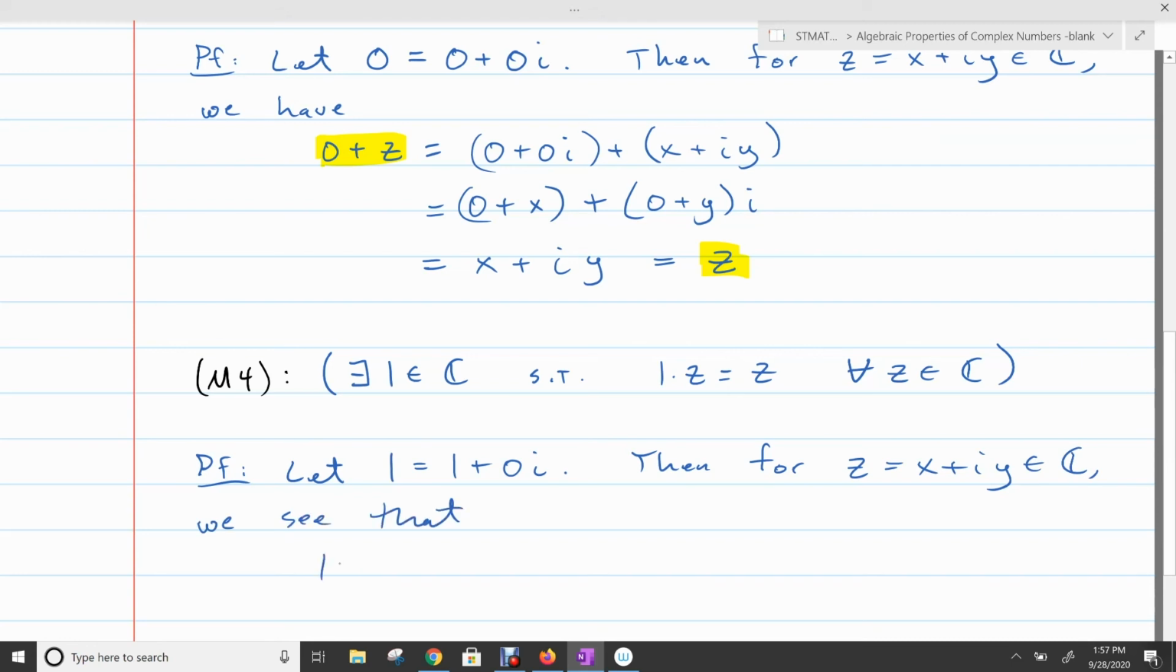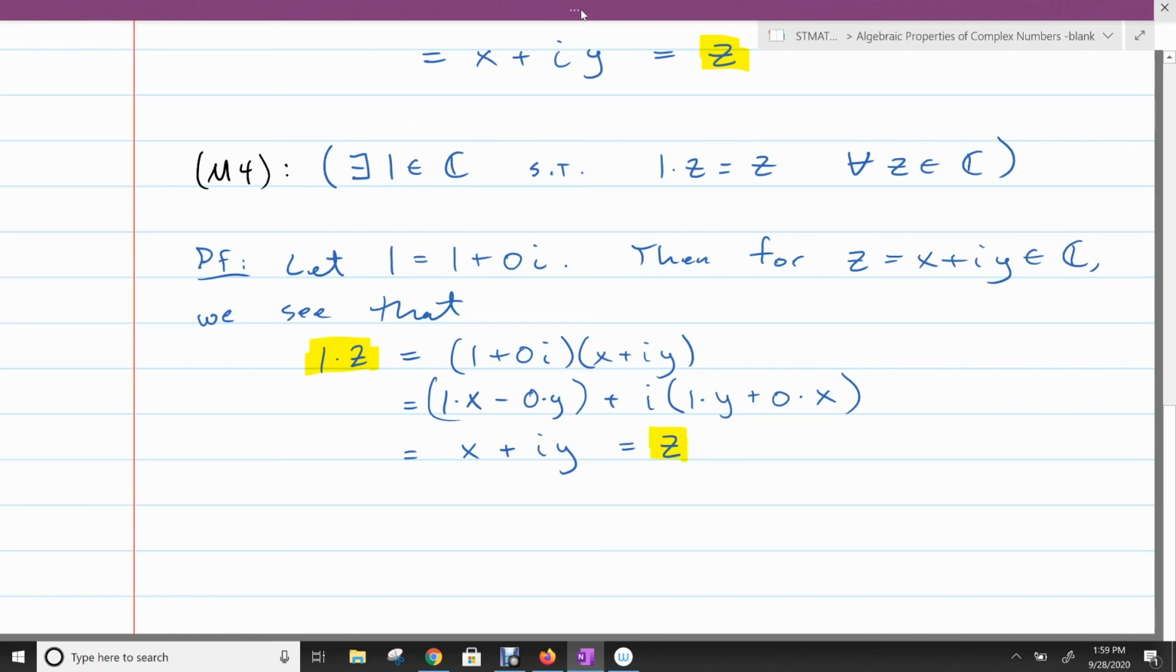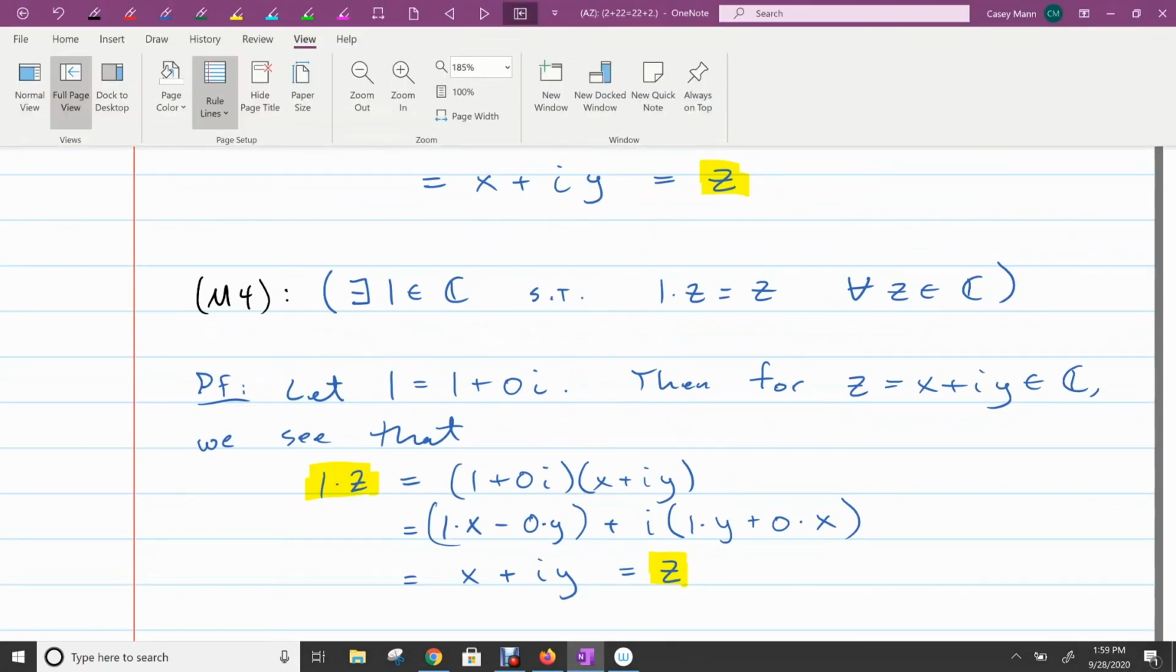we see that 1 times z is really 1 plus 0 times i times x plus iy. And then we know how to multiply things out, and we get 1 times x minus 0 times y for the real part, plus i, and then we have 1 times y plus 0 times x. Let's see, so that works out to be x plus i times y, which is z. So there we have it. 1 times z is in fact equal to z. What a relief. It would have been bad if that was not the case. But anyway, we're getting these properties from first principles, so this is good. So we know that the complex numbers are a nice field.